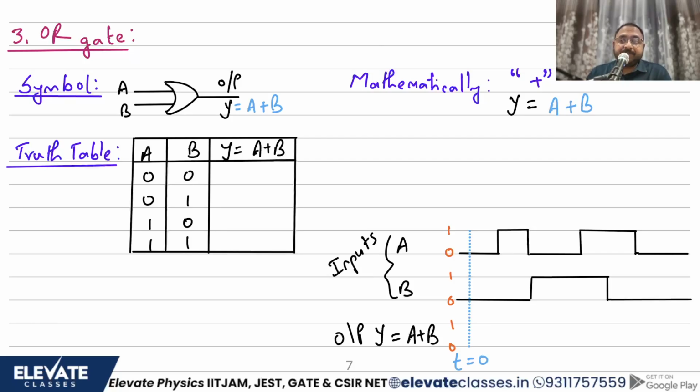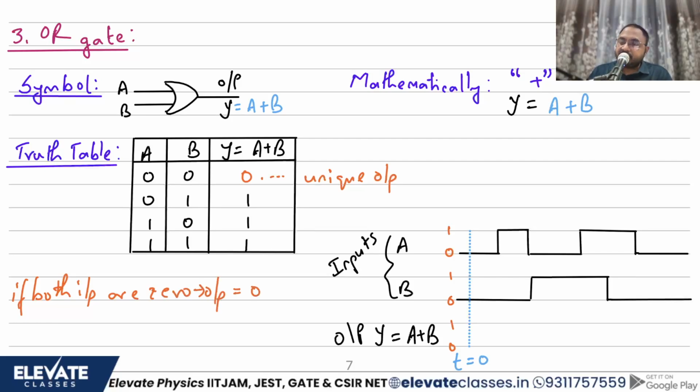Again, let me do the truth table. I already know the truth table because we have done Boolean algebra before. We know that 0 plus 0 is 0, 0 plus 1 is 1, 1 plus 0 is 1, 1 plus 1 is 1. If I define this truth table in terms of a unique output, 0 is the unique output. So if I want to remember the truth table in terms of a unique output, if both inputs are 0, then my output is going to be equal to 0. This is the unique output of the truth table of the OR gate.